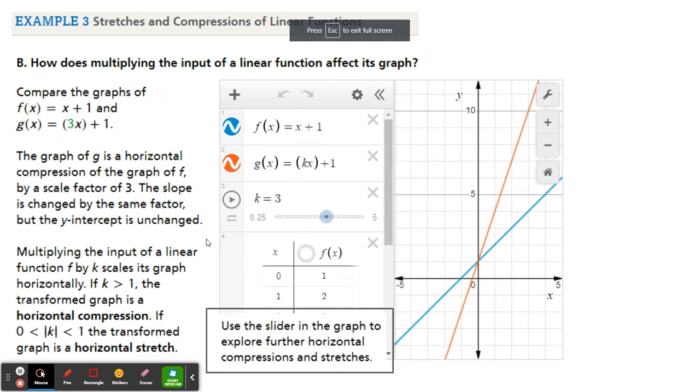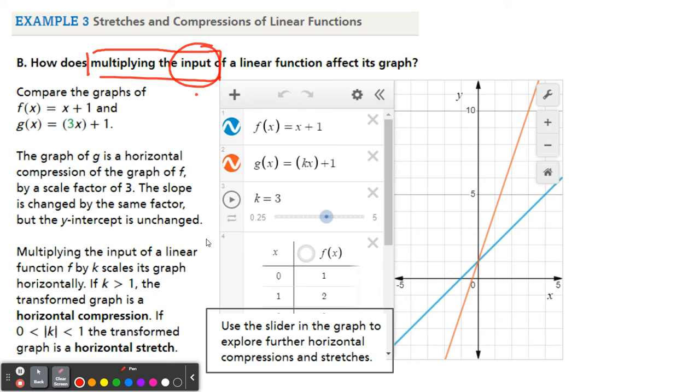All right. Let's see what comes next. Okay, so now, second part of this, how does multiplying the input of a linear function affect its graph? So now, we're going to multiply the input. We're going to multiply the x. So again, notice here, in this equation, f of x equals x plus 1, and now we're going to do g of x equals 3x plus 1. So notice the 3 is inside with the x. So that's the first thing we do to the x. We multiply by 3. All right, so again, in this graph, here's your f of x, the blue graph, x plus 1. Your g of x has that k inside of it. The k is 3. So it's going to go right inside. So this is g of x.